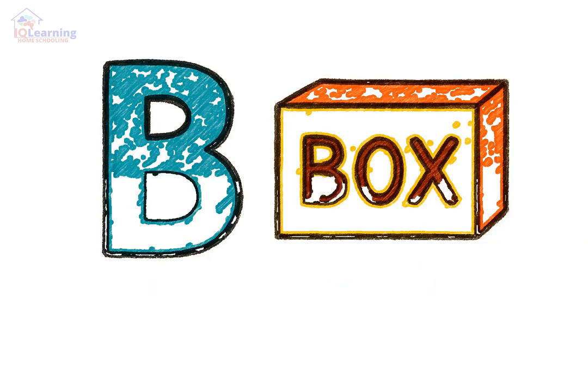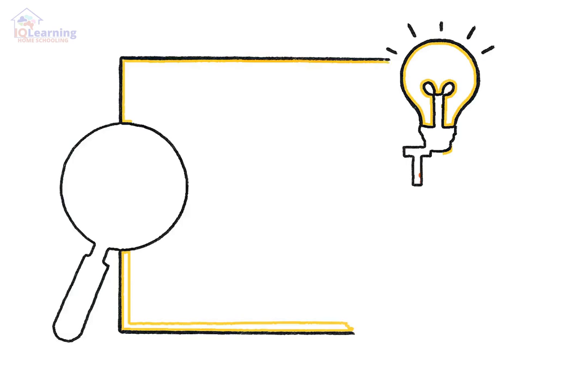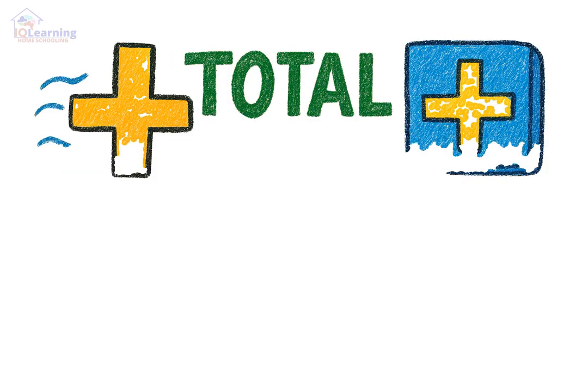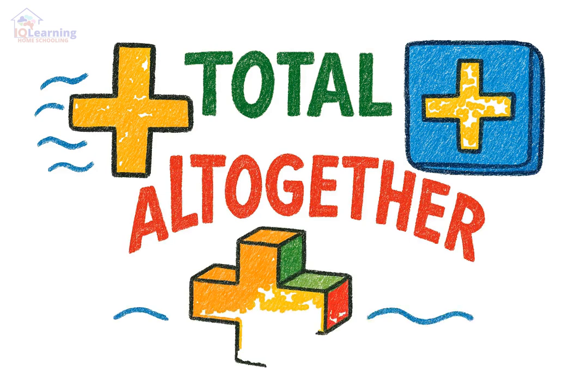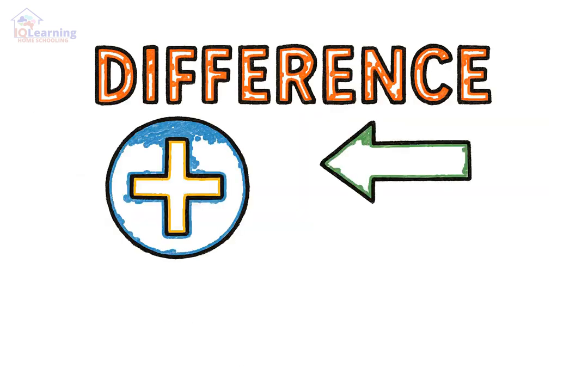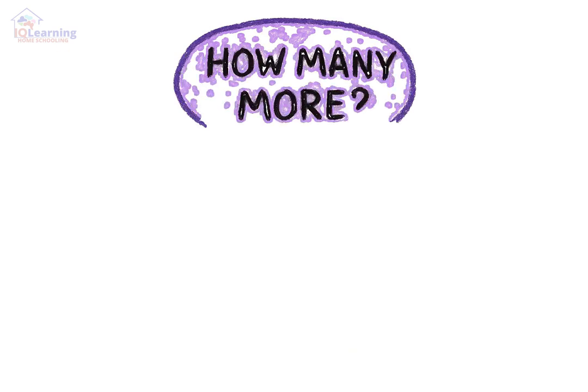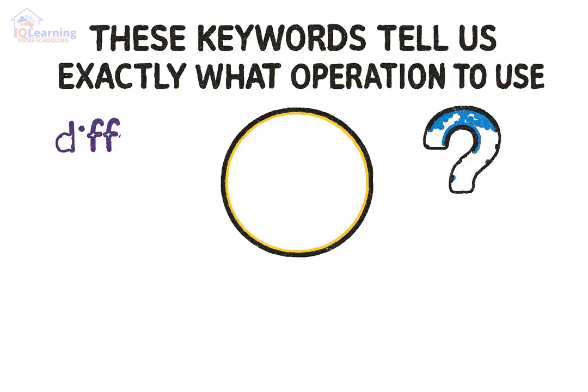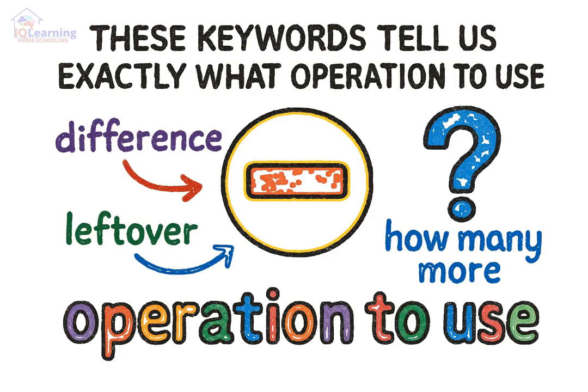Then comes B for box the key words. This is the most important clue. Words like total or altogether are screaming at us to add. Words like difference, leftover, or how many more are signals for subtraction. These keywords tell us exactly what operation to use.